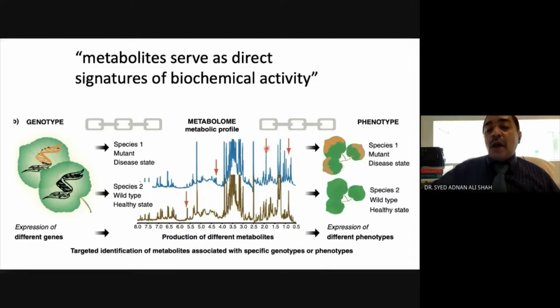On the basis of the metabolites, the different metabolite set as compared to a healthy person can easily be expressed phenotypically. If you compare the metabolites of the healthy state and the disease state, the metabolites give a lot of information about early stage disease diagnosis also.